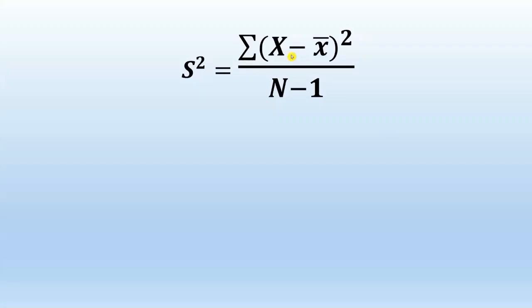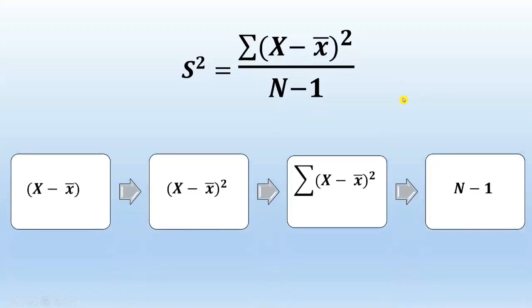So the formula looks something like this once you break it out. It is x minus x bar, which is this part you see over here in the formula. Then x minus x bar the whole square, then summation of x minus x bar the whole square, and then the n minus 1. So we are going to do each of these 4 steps in Excel one by one in order to calculate the variance of our data.